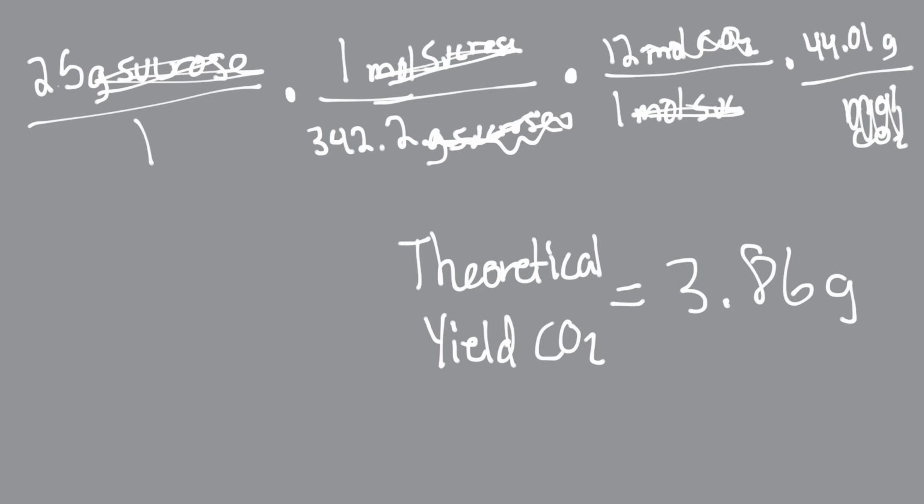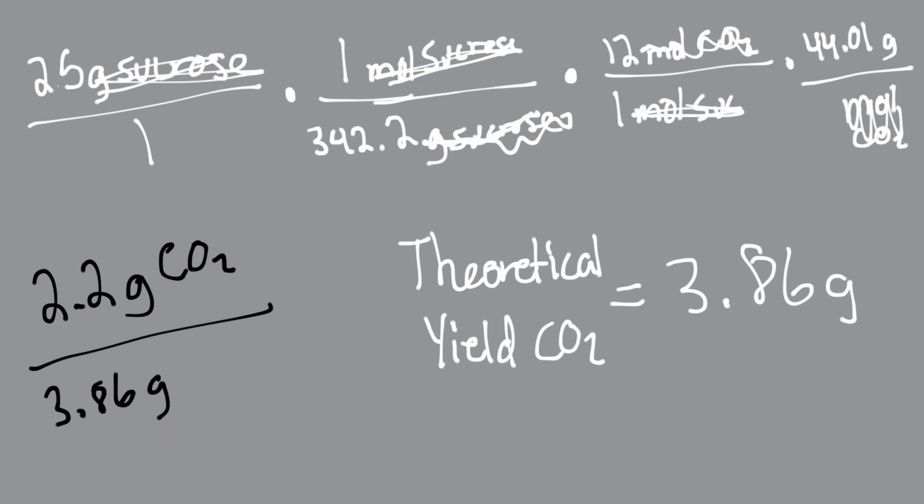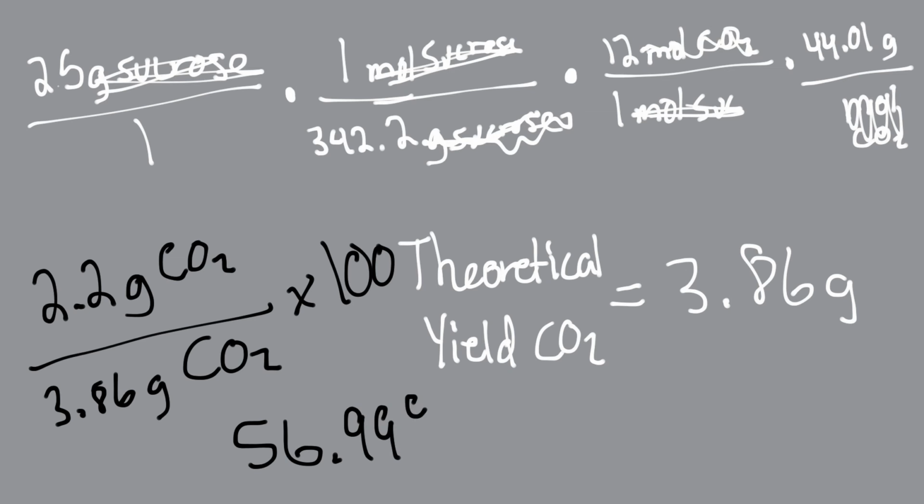In this case, we have our actual yield. We were given that. That's 2.2 grams of CO2 produced, over our theoretical, which we found using stoichiometry. So theoretical is 3.86 grams of CO2, times 100. That's just to convert from a decimal to a percent. And your answer is 56.99%.